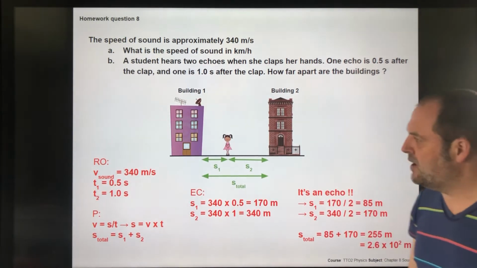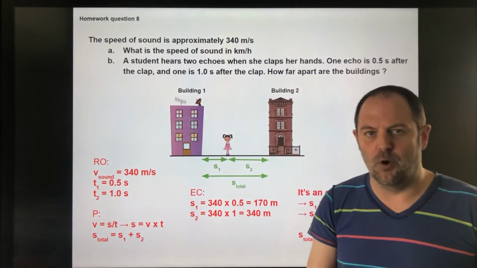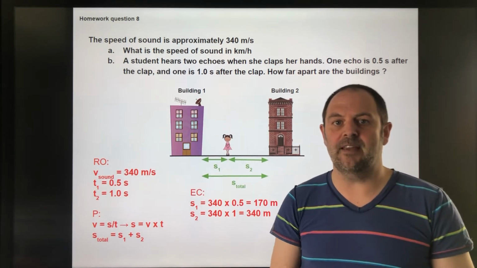Well, this was a question that something similar you can expect in the test. So make sure that you understand how this works. Always with an echo, it travels twice the distance. That's the thing that you should focus on.